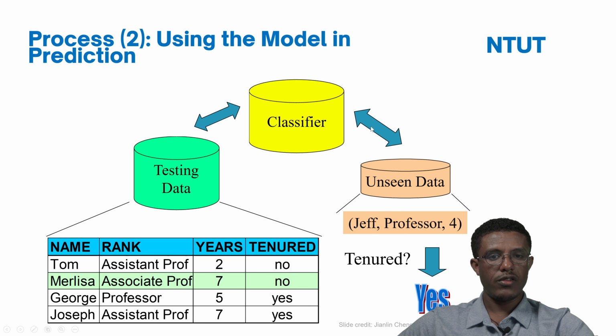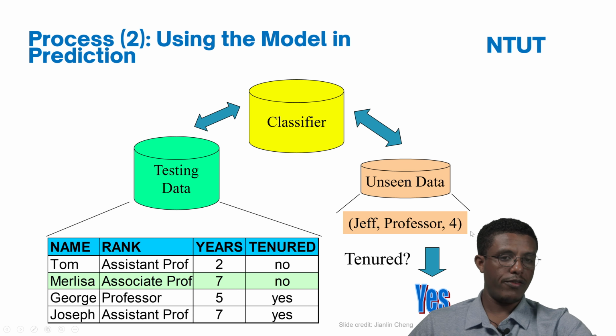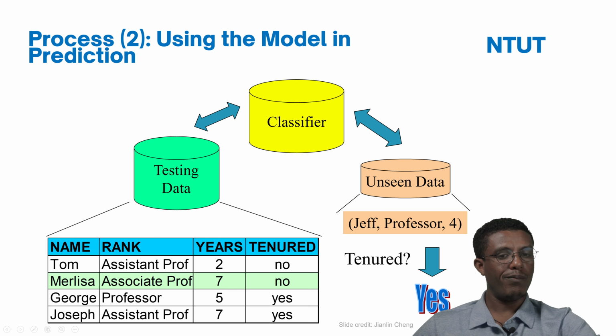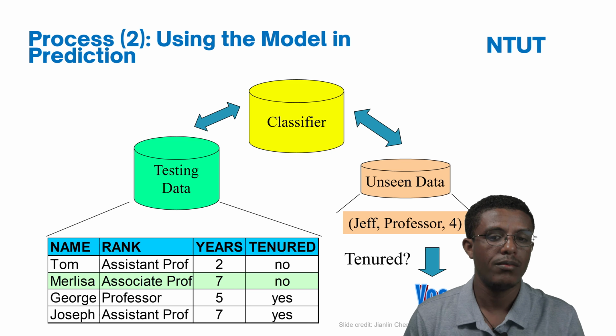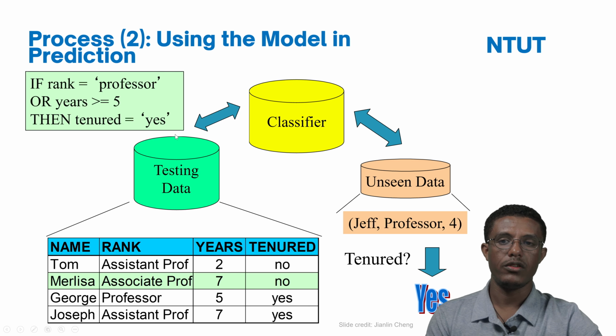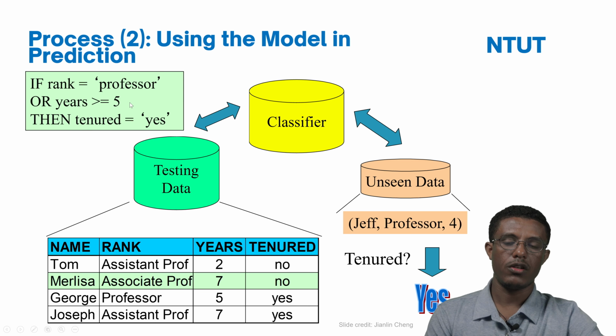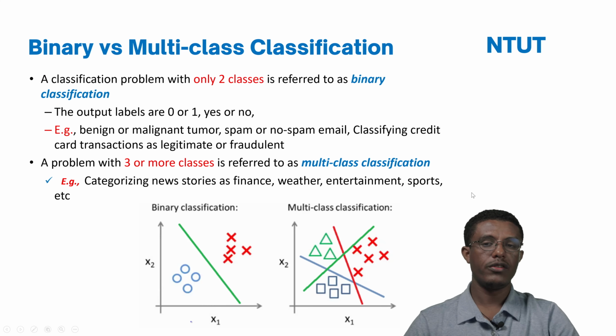When you give this data to the classifier, the tenured class becomes yes, because the rule says that if the rank is professor or the years of experience is greater than 5, he becomes tenured. From the training data, the model understands that because his rank is professor, it classifies him as tenured, with the class yes. This is the way to implement the model in real environments. That is the classification.